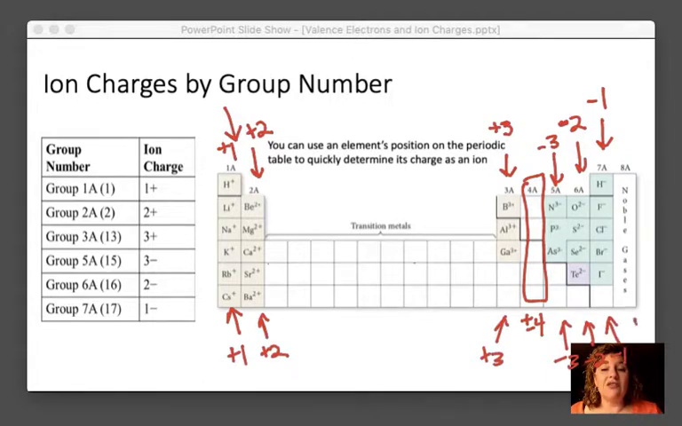And the noble gases do not form any ions at all. They will not form an ion. They will not lose an electron. They don't want to share any electrons. They don't want to give up any electrons. They don't want to accept any electrons. So they're just not going to form any ions. That's kind of why they're noble gases. All right.